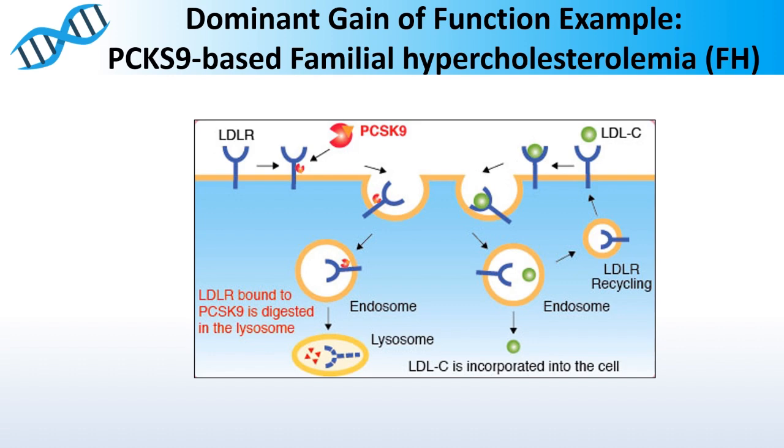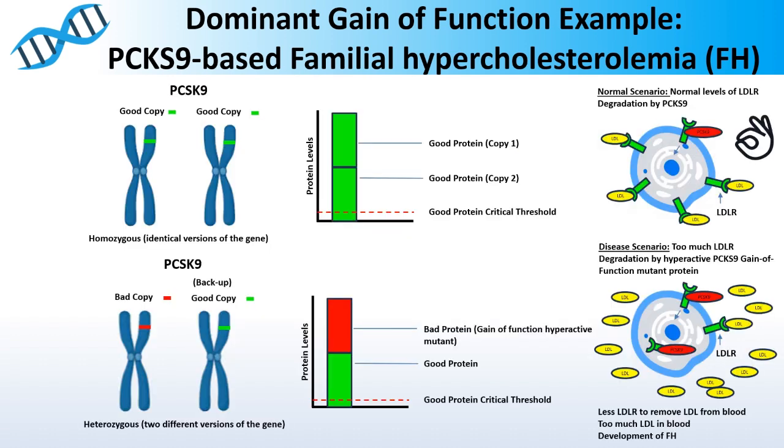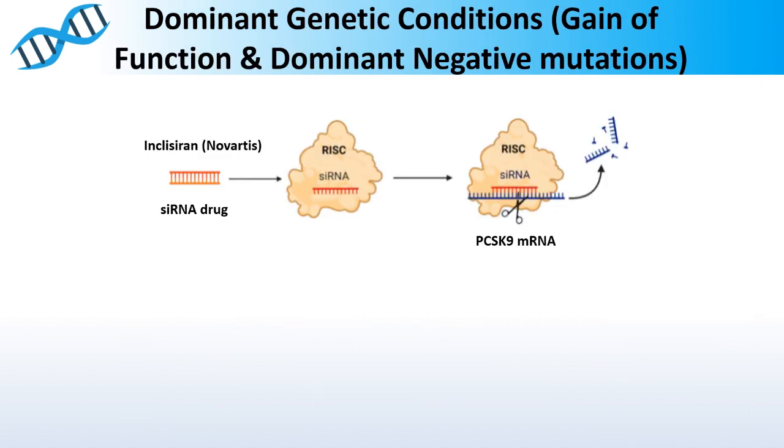But if you have just one copy of this overactive gain of function mutated version of this protein, you'll get too much LDLR degradation on the cell surface, leading to FH also. It doesn't really matter if you're producing enough normal PCSK9. The presence or absence of the normal version here is irrelevant if you have a gain of function mutant that is essentially toxic. So this is a classic example of a gene that needs to be silenced.